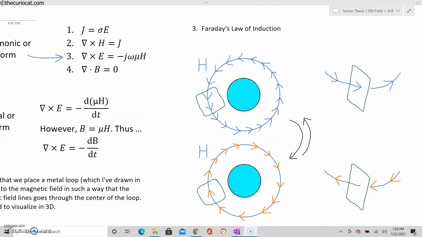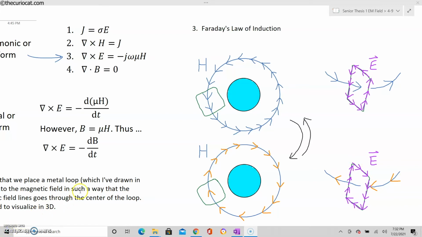Now, what effect does the magnetic field lines going through the center of the green loop have on this green wire? The answer is that it will actually create an electric field inside this wire. So you see up here, this magnetic field line going into the center of the green loop creates this electric field going around this wire. And the same situation down here, when the magnetic field line comes out of the center of this green loop, it also creates an electric field around the wire, but in the opposite direction as above.